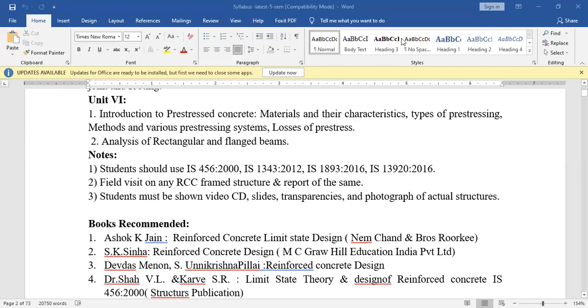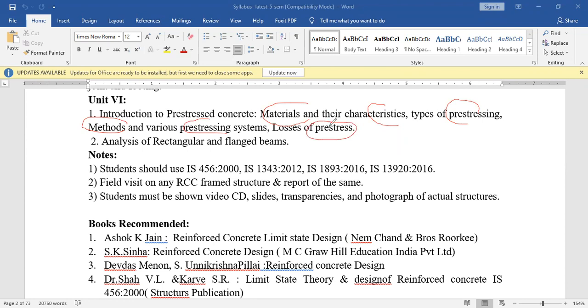And then we have unit number 6, the prestressed concrete. As I said, basically it's a part of the concrete itself, but the behavior is totally different. Though it's concrete, the normal reinforced cement concrete and this prestressed concrete, both behave fully differently. So the material required, their characteristics, types of prestressing, methods for it, and losses of prestressing. Why do we say the losses?